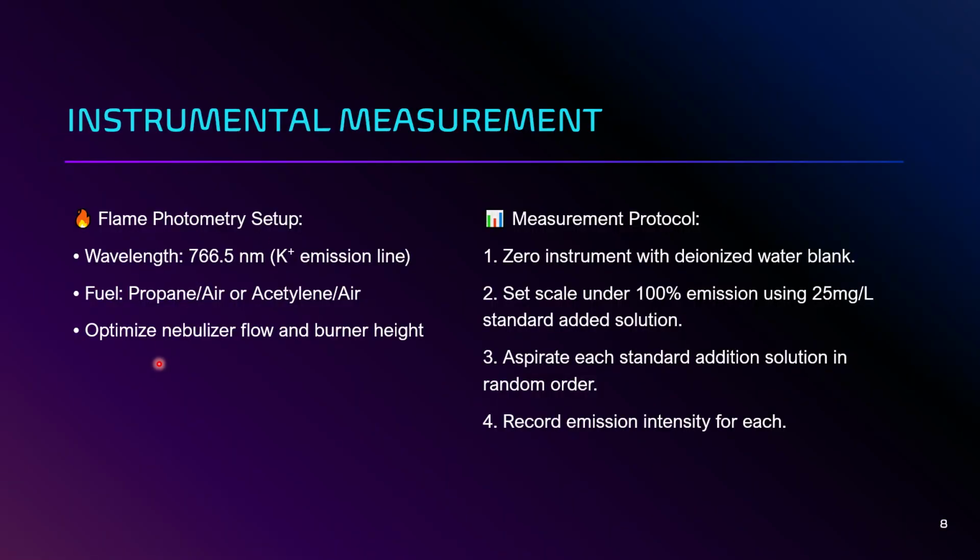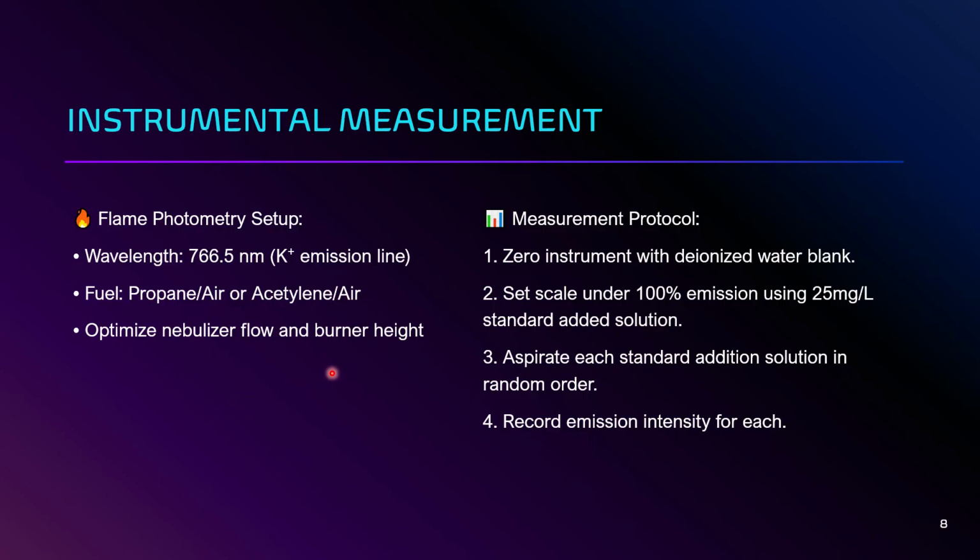The flame emission photometer is set at a wavelength of 766.5 nanometer. We know that alkali metals can be easily excited using a common flame, that is propane-air or acetylene-air flame. So that is generally LPG. LPG is generally propane or a mixture of propane and butane. So the fuel is propane and the oxidant is air. So when you make a flame using LPG and air, and you set an emission wavelength of 766.5 nanometer, and you optimize the nebulizer flow and burner height, you are ready to make measurements of your samples.